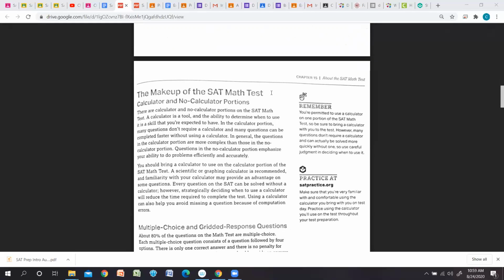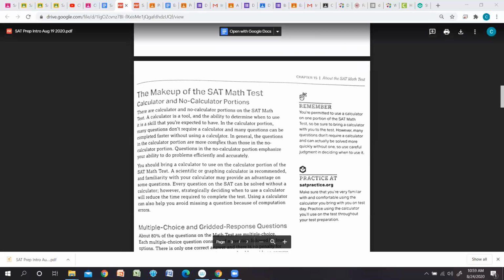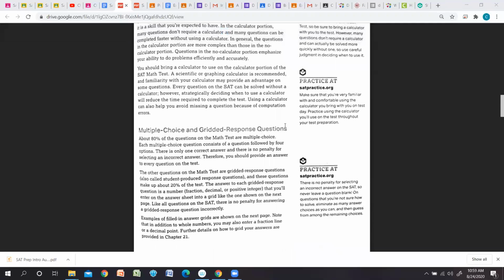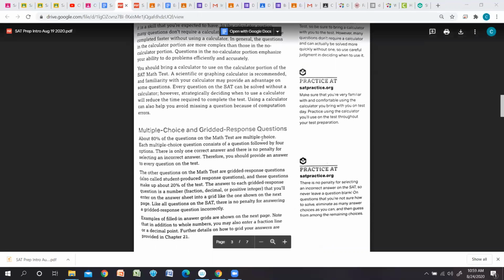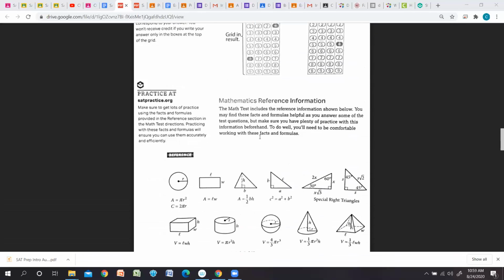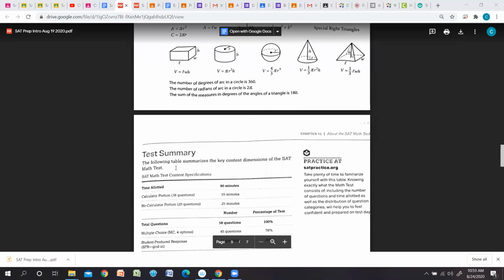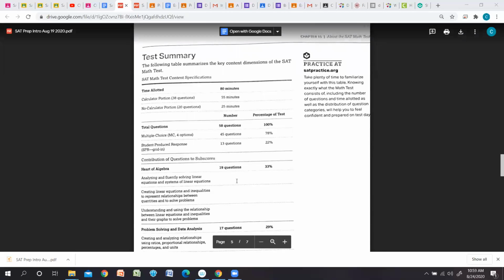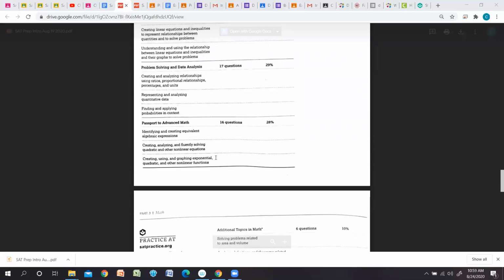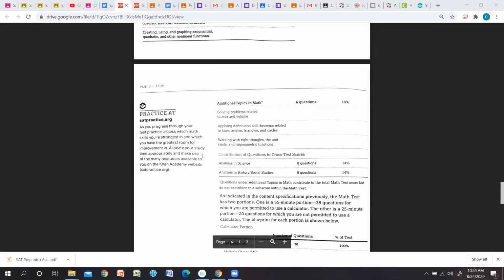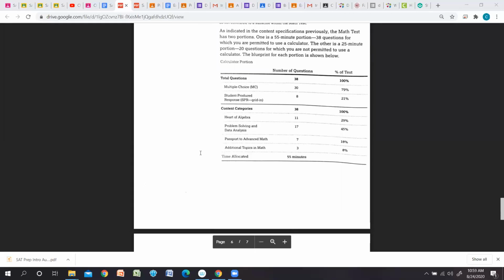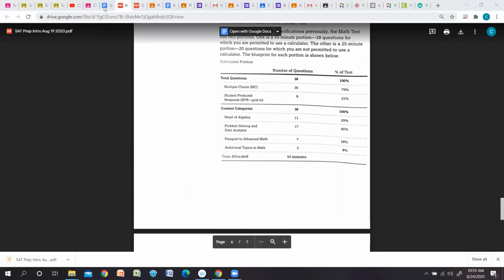So there's a specific number of questions of a certain type. For example, calculator, no calculator, multiple choice, gridded response questions. You can read about what those are. And a little bit more reference sheet, and it gives actually a list on how the test is divided up. So just read it to get familiar with it. It's not like you have to memorize this, but it is good to know for the SAT.